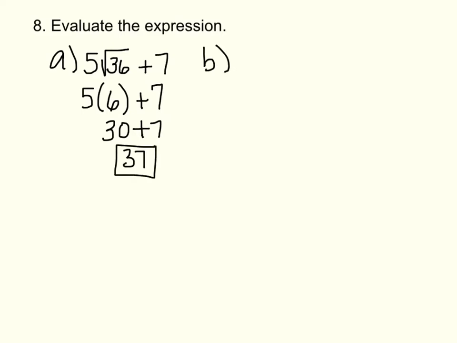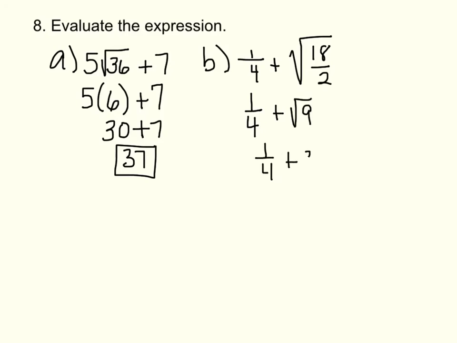Example B, 1/4 plus the square root of 18/2. Well, first off, 18 divided by 2 is 9, so that'd be the square root of 9. The square root of 9 is 3, so 3 plus 1/4 would be 3 1/4.